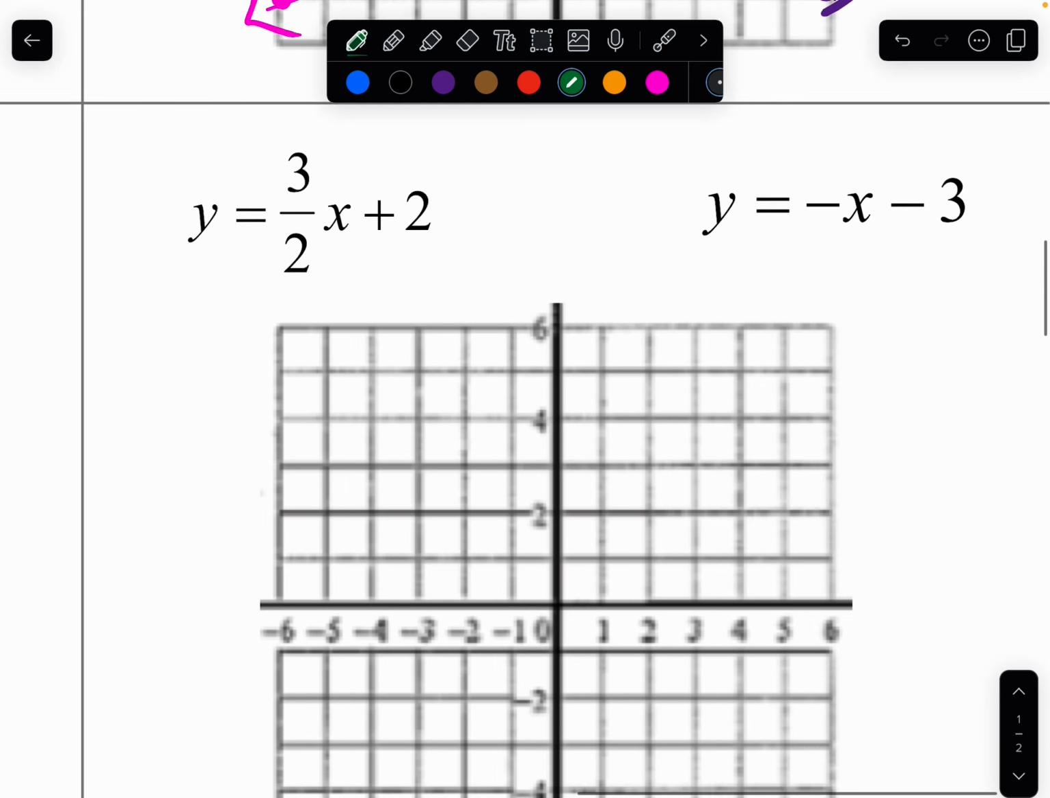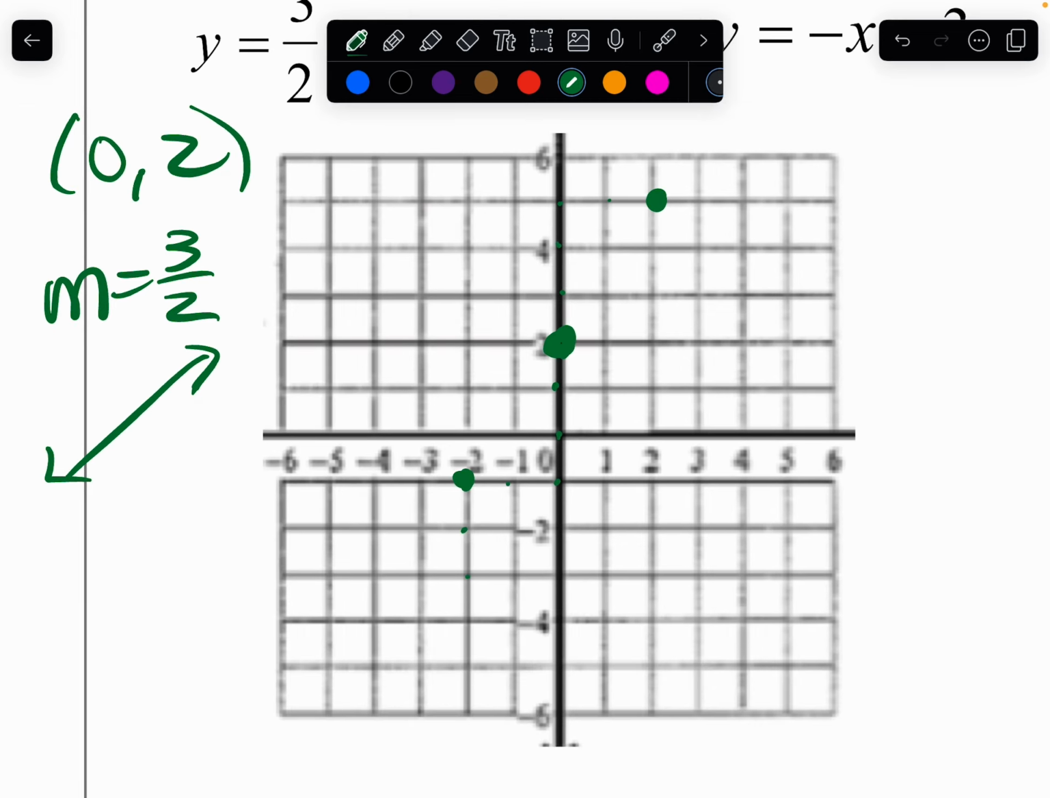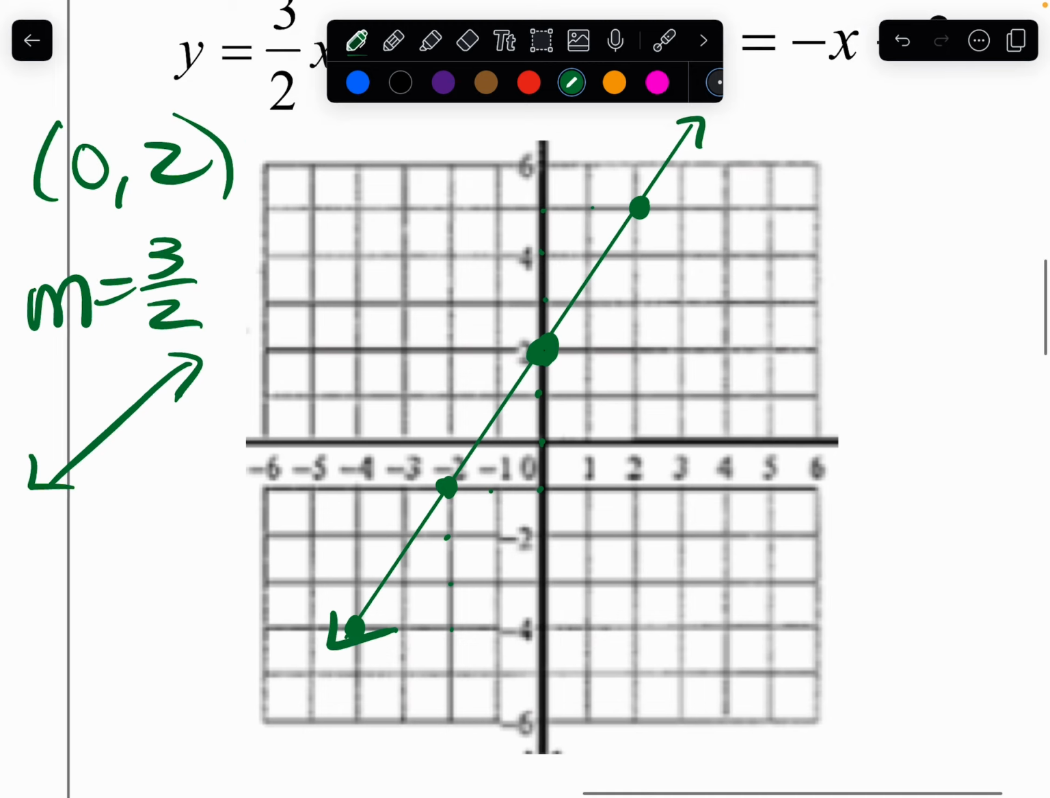So this next one, I have the point (0, 2). So I go to (0, 2) and I plot a point. My slope is 3 over 2. It is in the positive direction. So I go up 1, 2, 3. I go over 2. Could have gone down 3 and this direction too. Down 3, over 2. And I get a positive 3/2 slope.